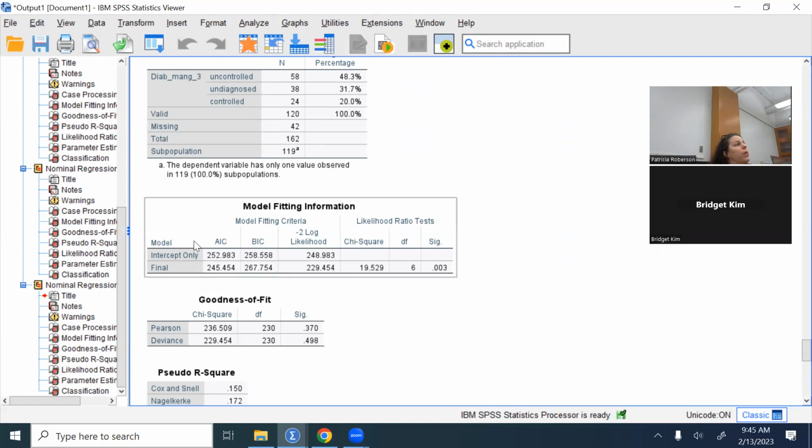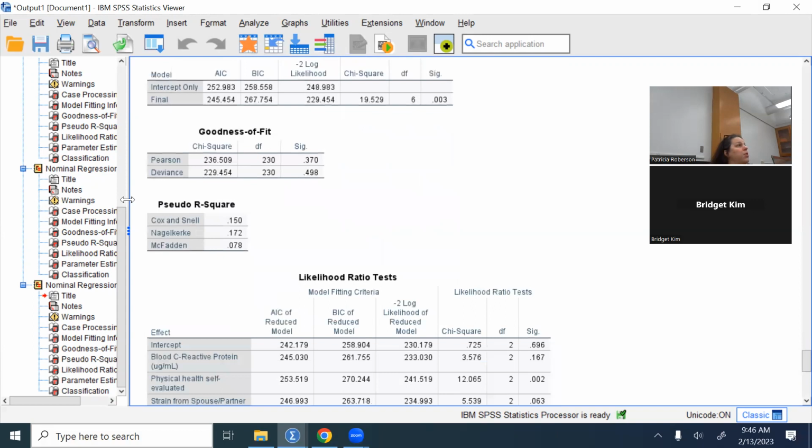So what do we interpret from this AIC, intercept only and final model? Are lower AICs good or bad? Do we remember from the modules? Good, so final fit's better. So we're like, yay, the variables that we added improve the model. So we're thrilled about that.